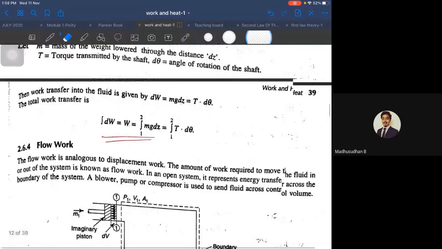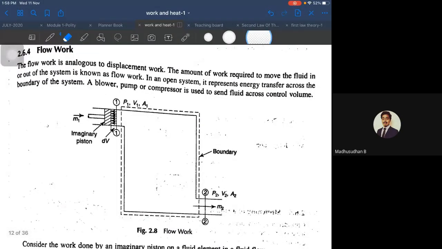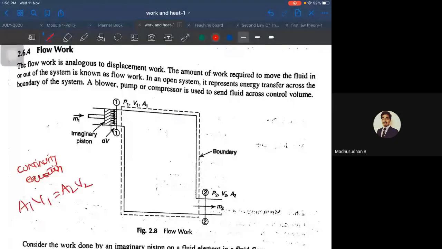Next is flow work. This is very, very important. How many of you know the concept of the continuity equation? Whether the fluid mechanics and fluid dynamics part was there in your second PU? Yes or no? Yes, sir. So have you studied the continuity equation, somewhere like this, A1 V1 equals A2 V2? To be more precise, rho 1 A1 V1 equals rho 2 A2 V2.